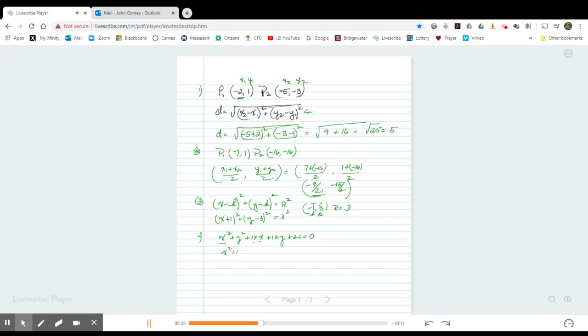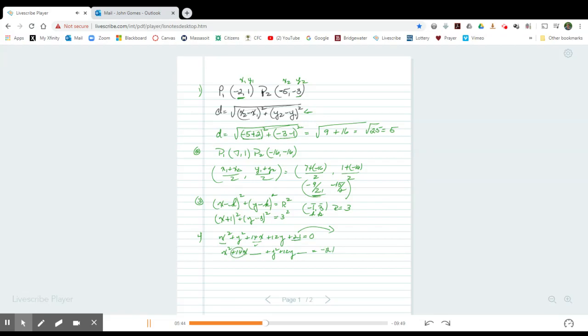And then I'll obviously put my y terms side by side. I'm going to leave a space here because I'm going to add something here to complete the square. So putting my y terms close to one another, I'm going to take this positive 21, that constant, and move it to the other side. I'm going to subtract 21 on both sides.